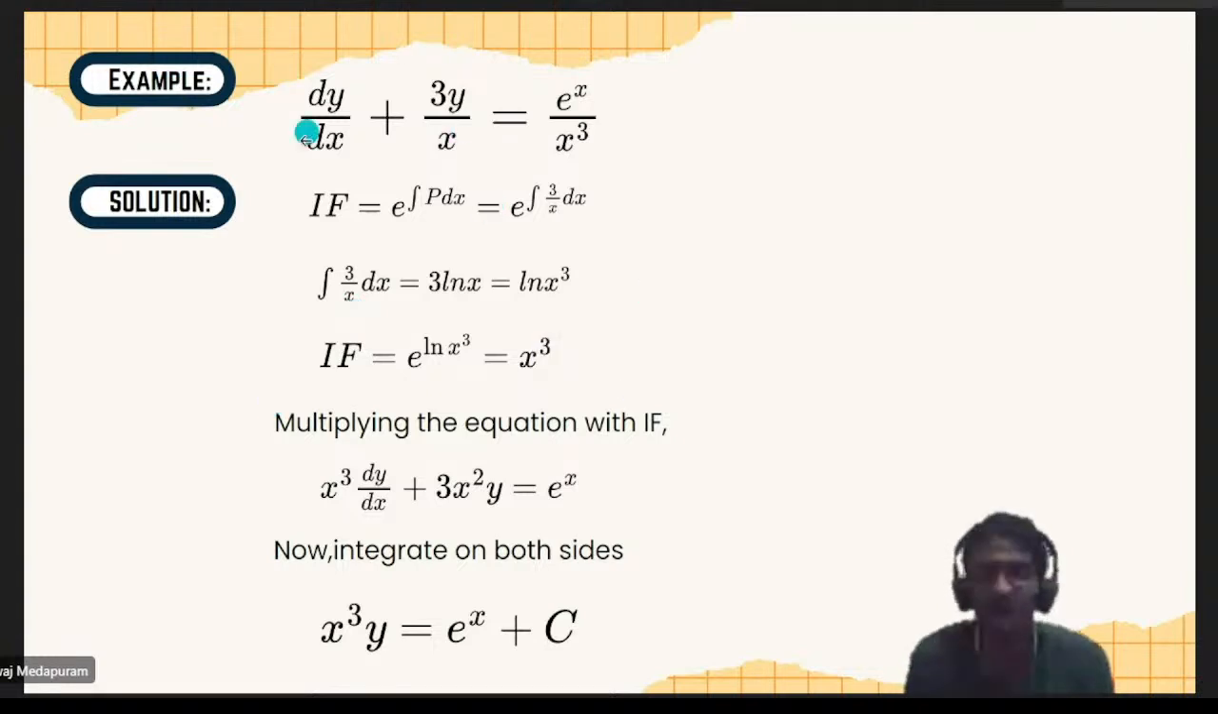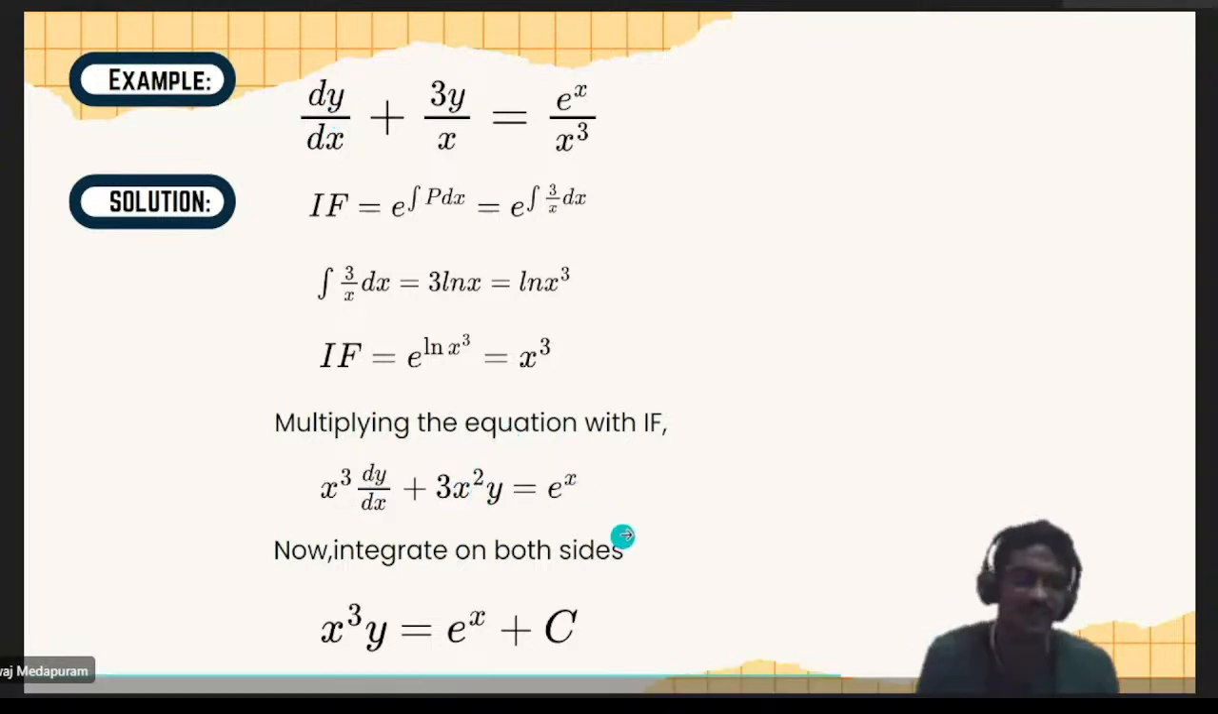Now we need to multiply the whole equation by x cubed and make it an exact differential. If you multiply by x cubed on both sides, you have x cubed dy by dx plus 3x squared y equal to e to the power x. Now this is an exact differential.